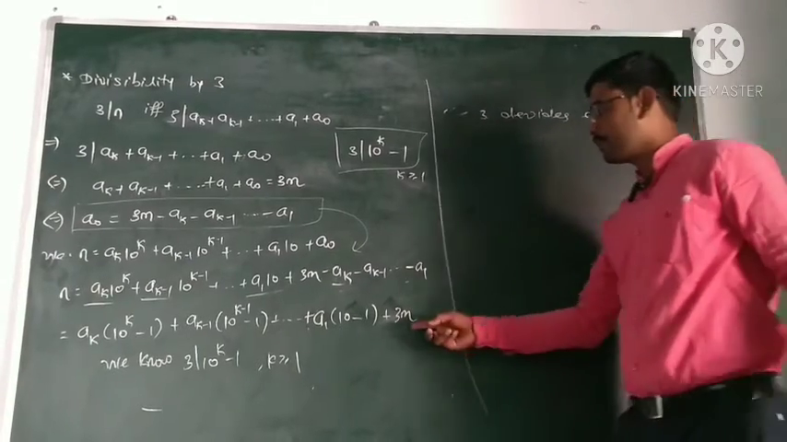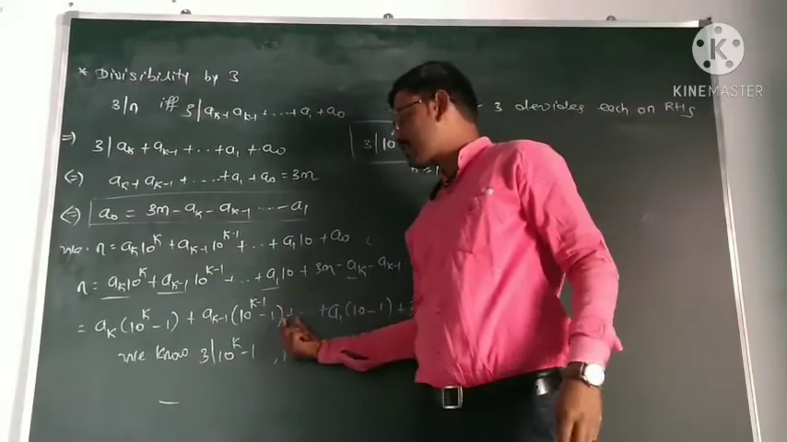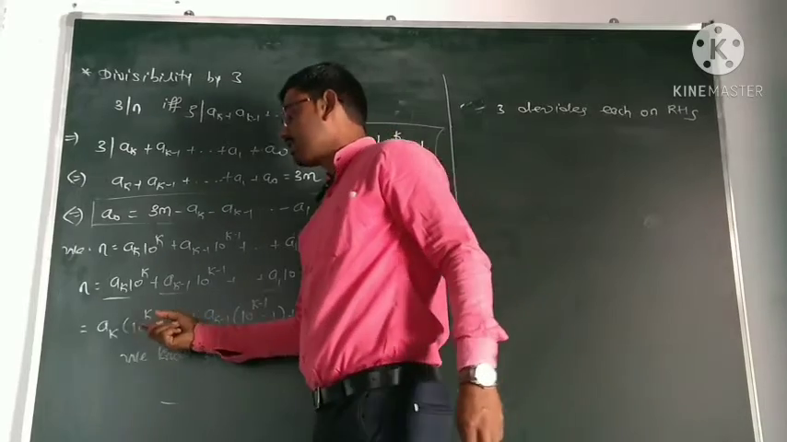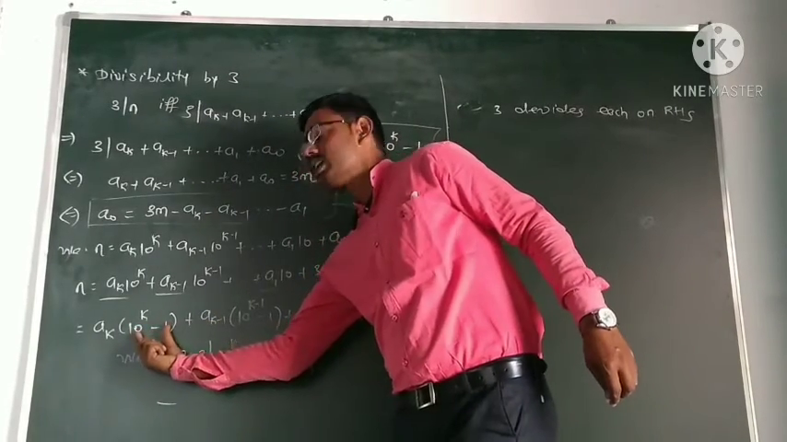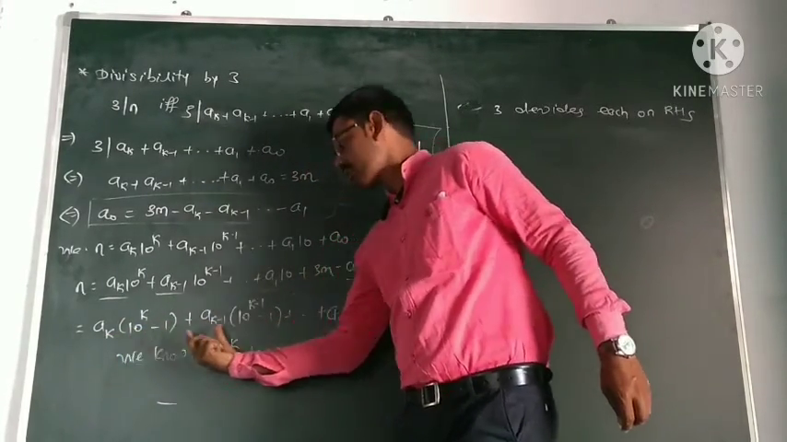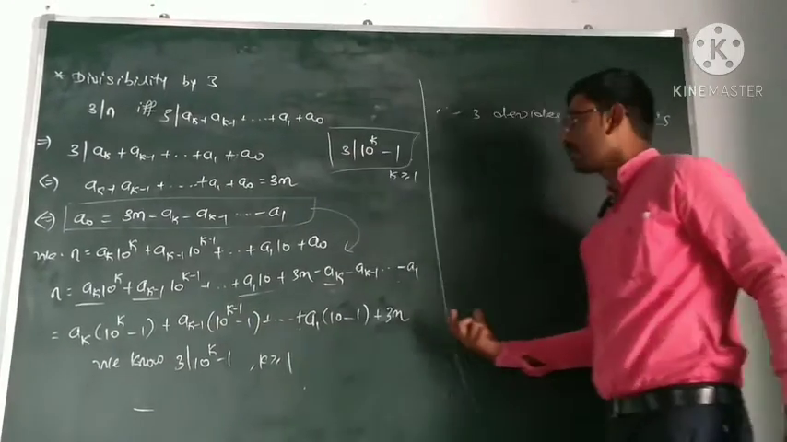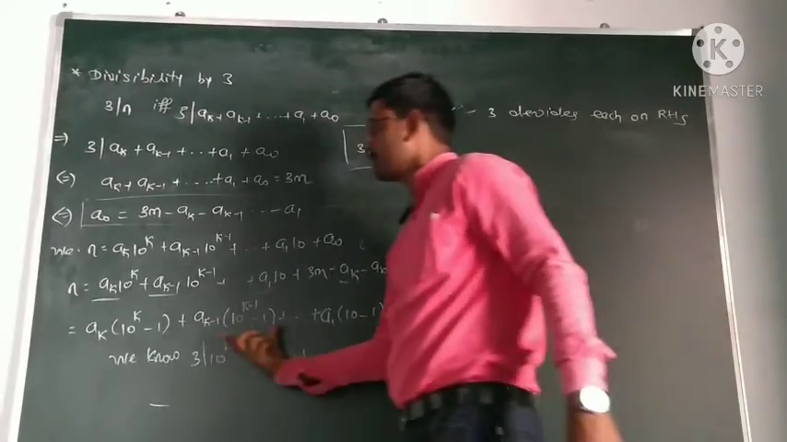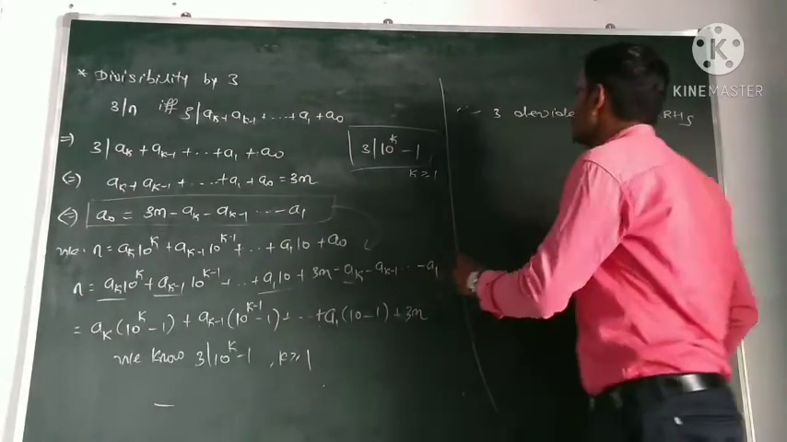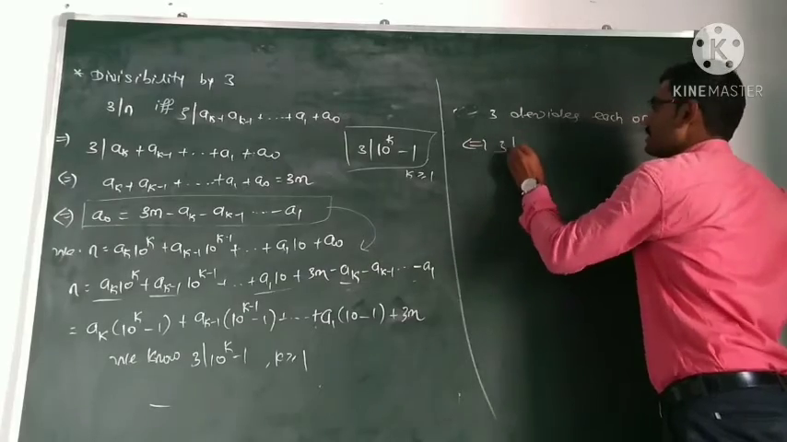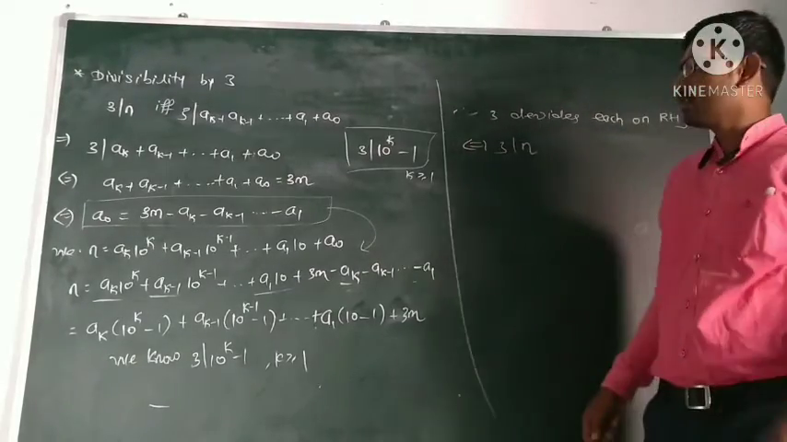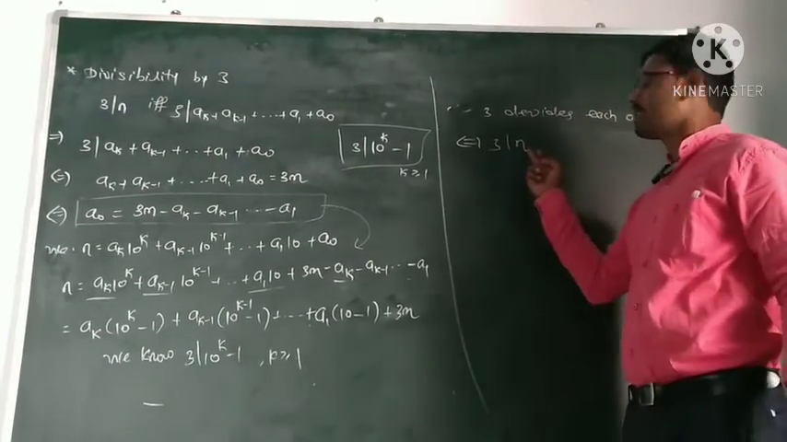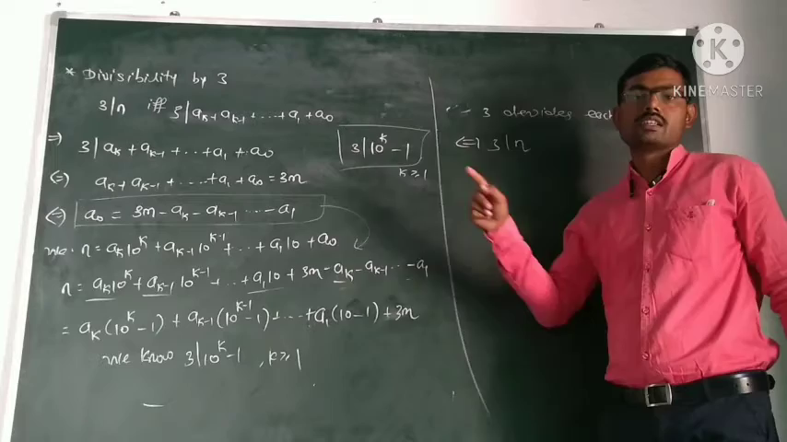Now 3 divides each term on the right hand side. Okay. 3 divides 3m, 3 divides 10 minus 1, 3 divides 10 squared minus 1, and up to 3 divides 10 raised to power k minus 1. So since 3 divides this term, 3 divides ak into 10 raised to power k minus 1, 3 divides this term, up to so on, 3 divides each term on the RHS. And the RHS is the same as here. So 3 divides n if and only if 3 divides the sum of the digits. This is the test of divisibility for 3.